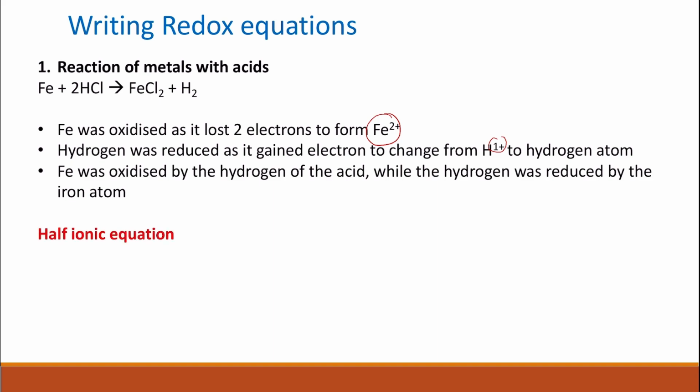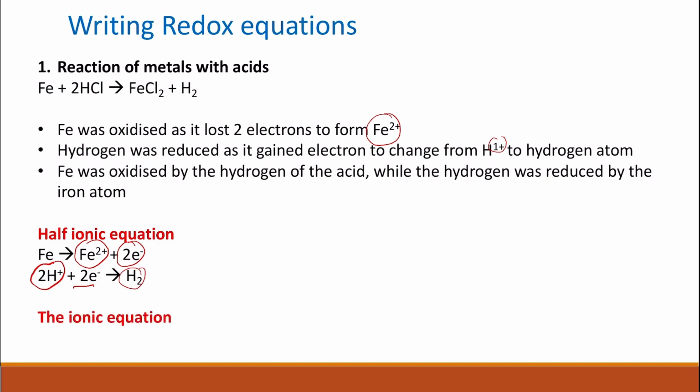To write the half ionic equation, you only show the movement of the electrons. So the half ionic equation will show you each atom separately which has been reduced or oxidized. So for the oxidation, the half ionic equation for the oxidation process, we can see that iron has given us iron 2 plus and 2 electrons. While for the reduction, the two hydrogen plus ions gained two electrons to give you the hydrogen gas.